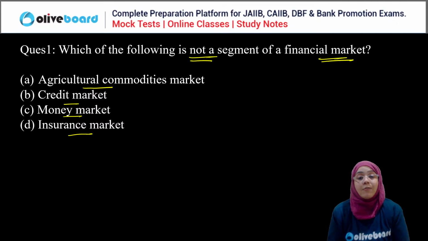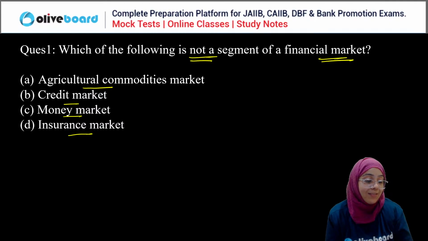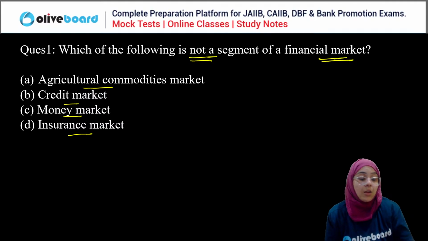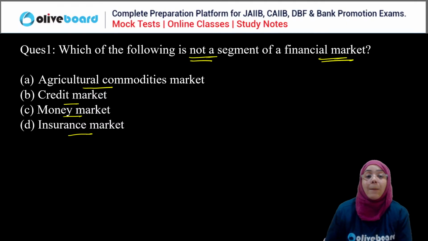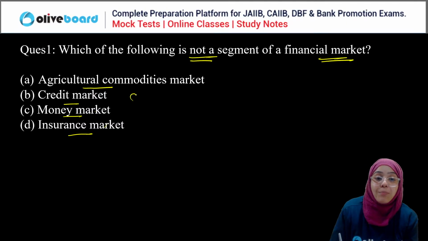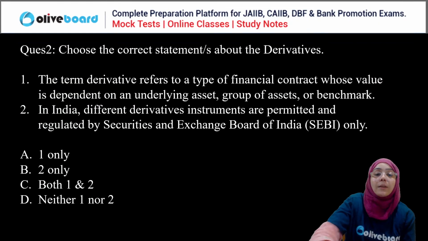Everyone, which of the following is not a segment of the financial market? Please answer this question. So money, credit, insurance market, yes, these are segments. A is not a segment: agriculture, commodity market.